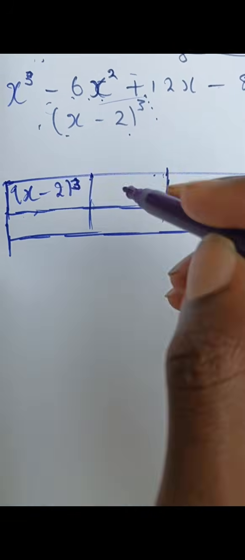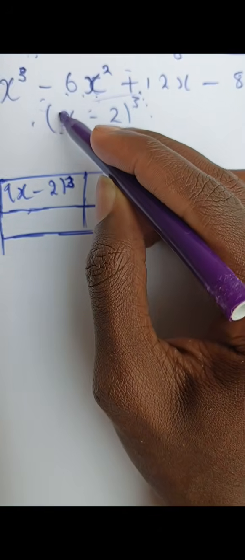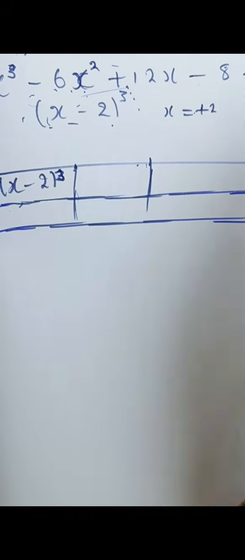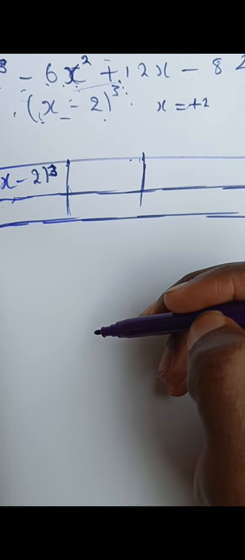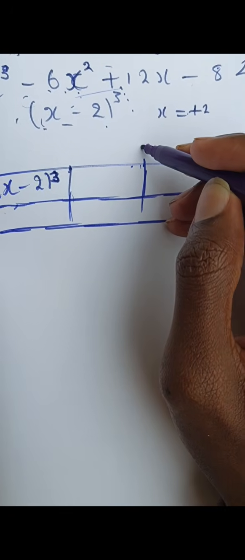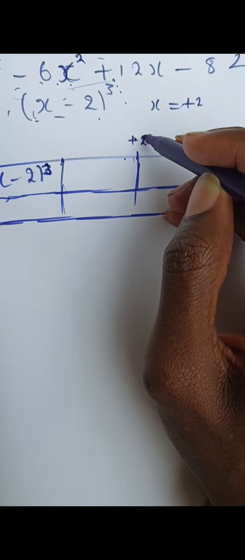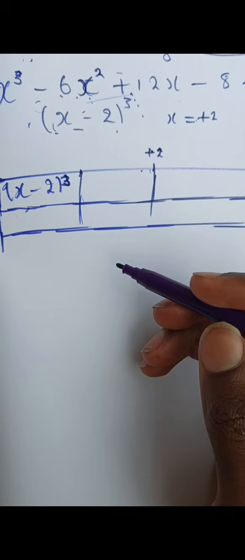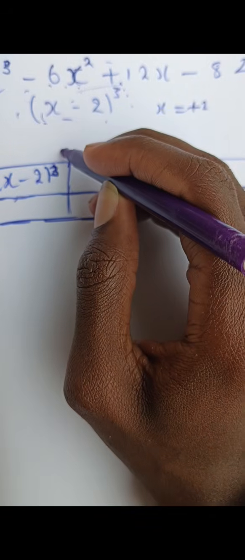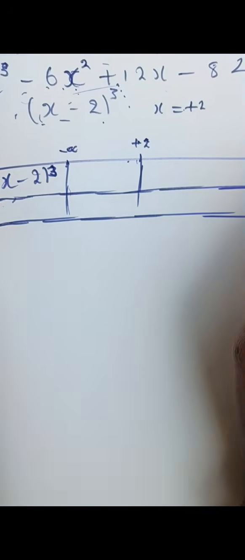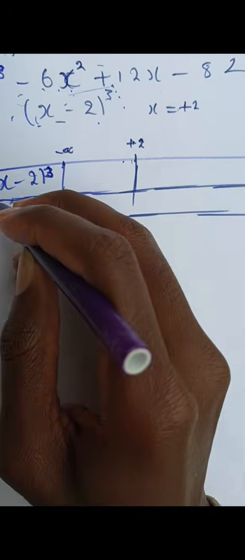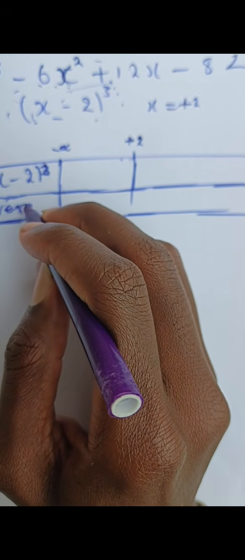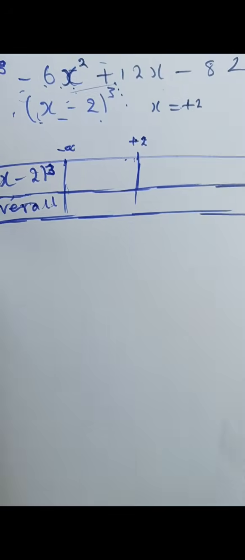Then let me ask you this question. When we get this and equate it to 0, you're going to get positive 2, right? So here I'm just going to put positive 2. That's the only critical point you're going to have. Okay. And we just have negative infinity here, positive infinity here, and here we have the overall. I don't think this is even necessary. Let me just write it anyways.